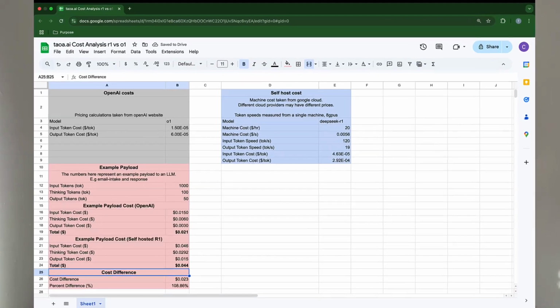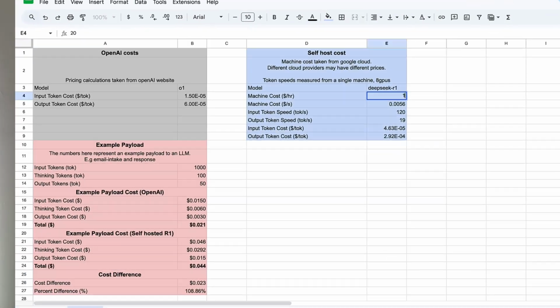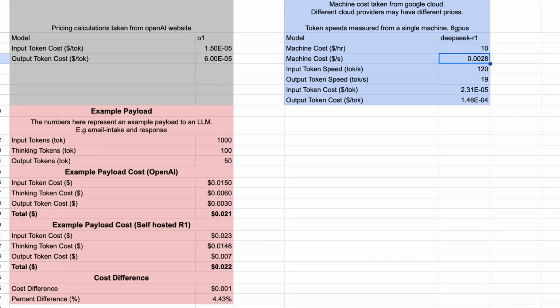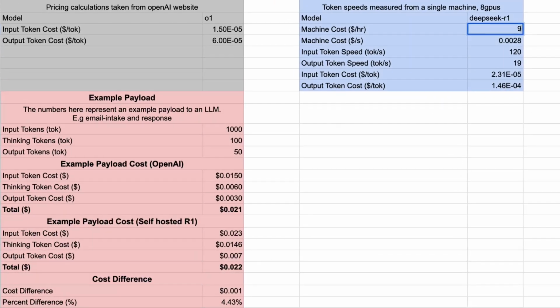So, at the moment, compared to using the OpenAI O1 API, from a cost savings perspective, self-hosting R1 really only makes sense if you have a use case where you're constantly calling the model with almost no pauses, and if you can acquire some machines from some cloud provider, like for example, GCP or AWS, at a rate of under $10 per hour per machine.